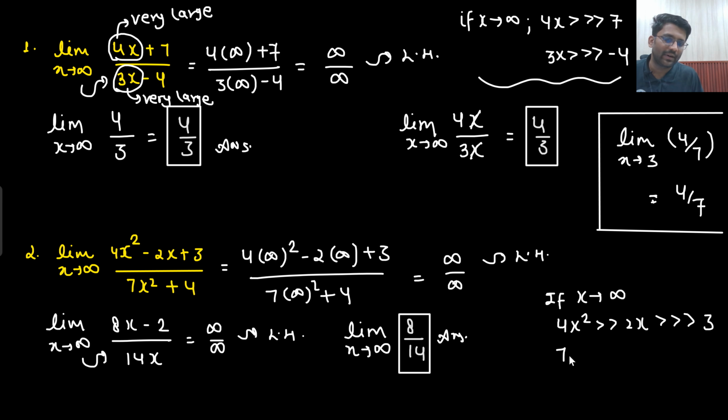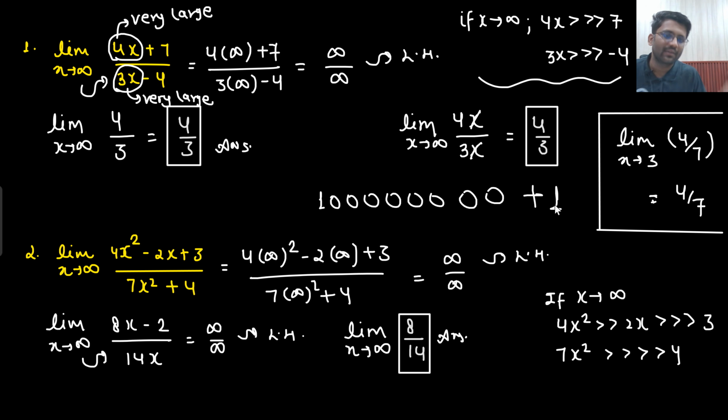And what about the downward part? 7x square would be much larger than 4. So this 4 can also be ignored. Basically, why I am ignoring it? From 1 lakh, if you add 1, what will happen? It is nearly the same, no?